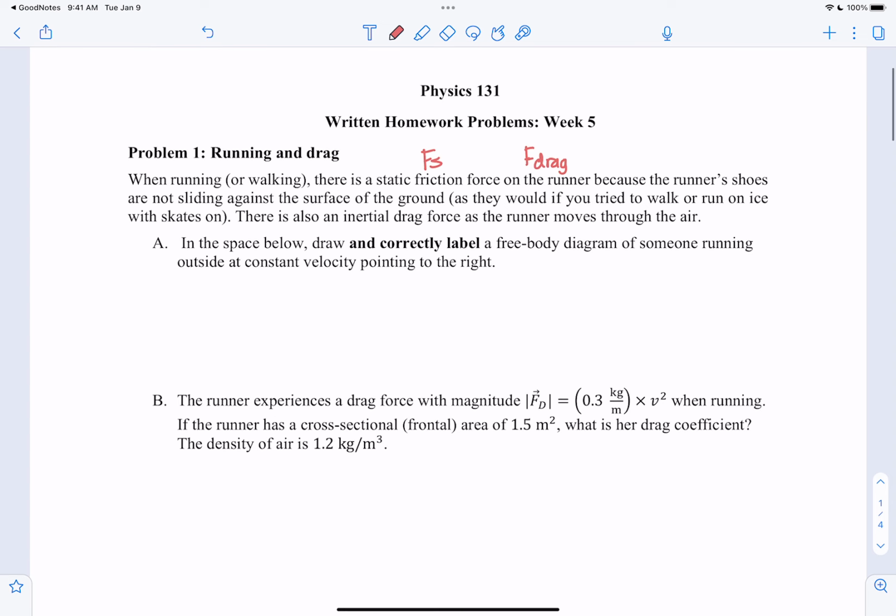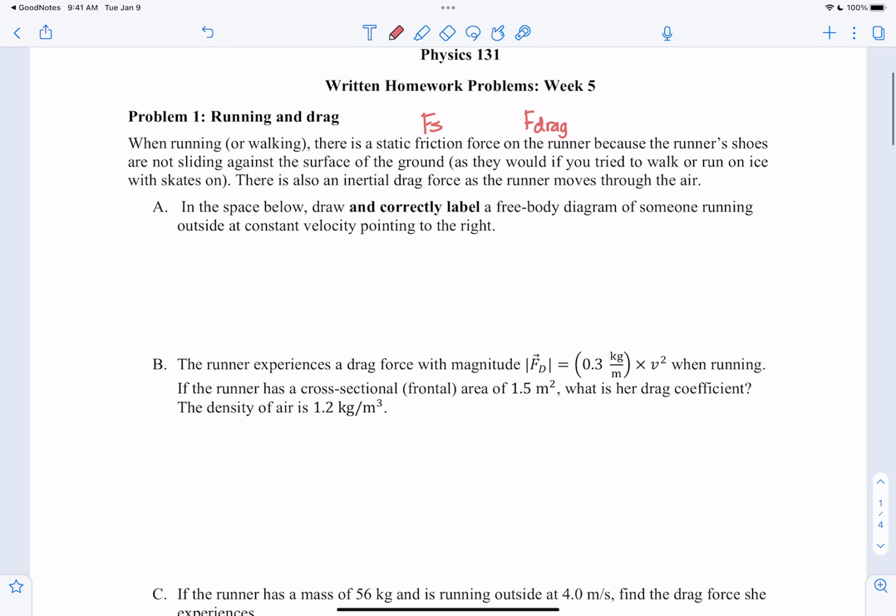And now part A is asking us in the space below to draw and correctly label a free body diagram of someone running outside at constant velocity pointing to the right. So first we want to start off with a little circle here, right? So we have that static friction force, we have drag, right? Those are given to us. What other forces are acting on this person here that is walking or running?